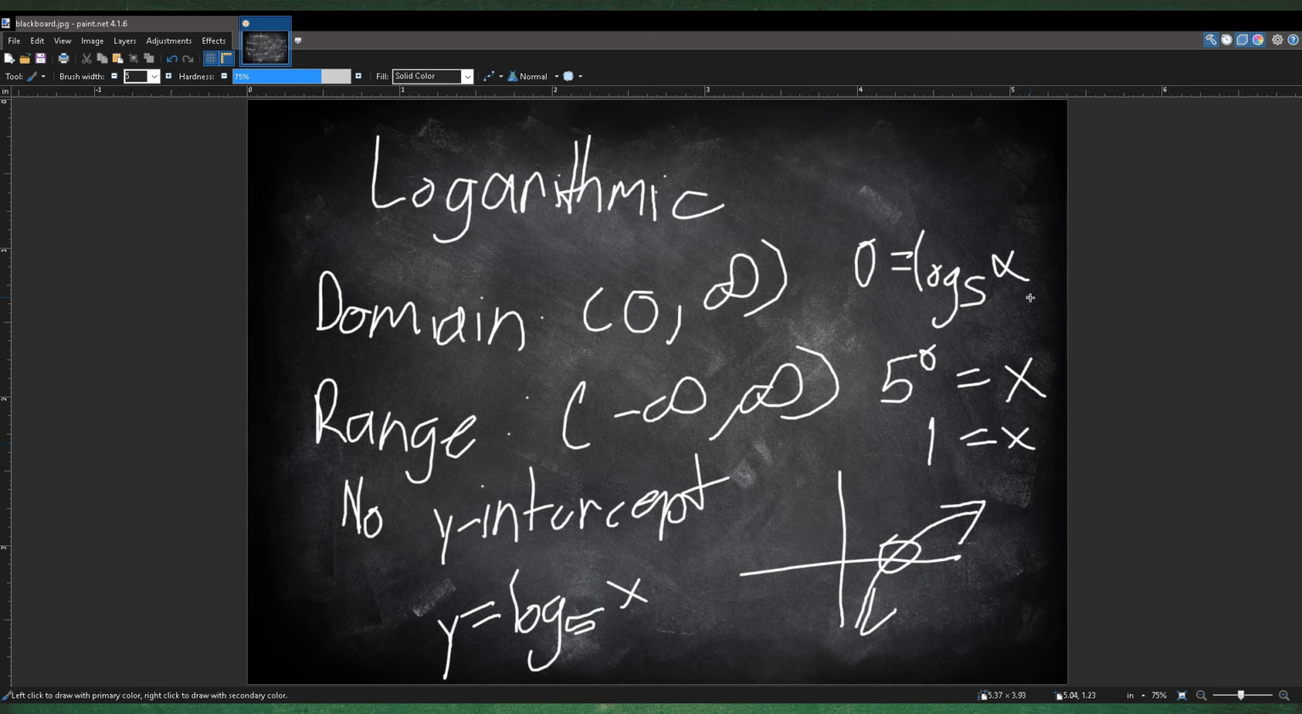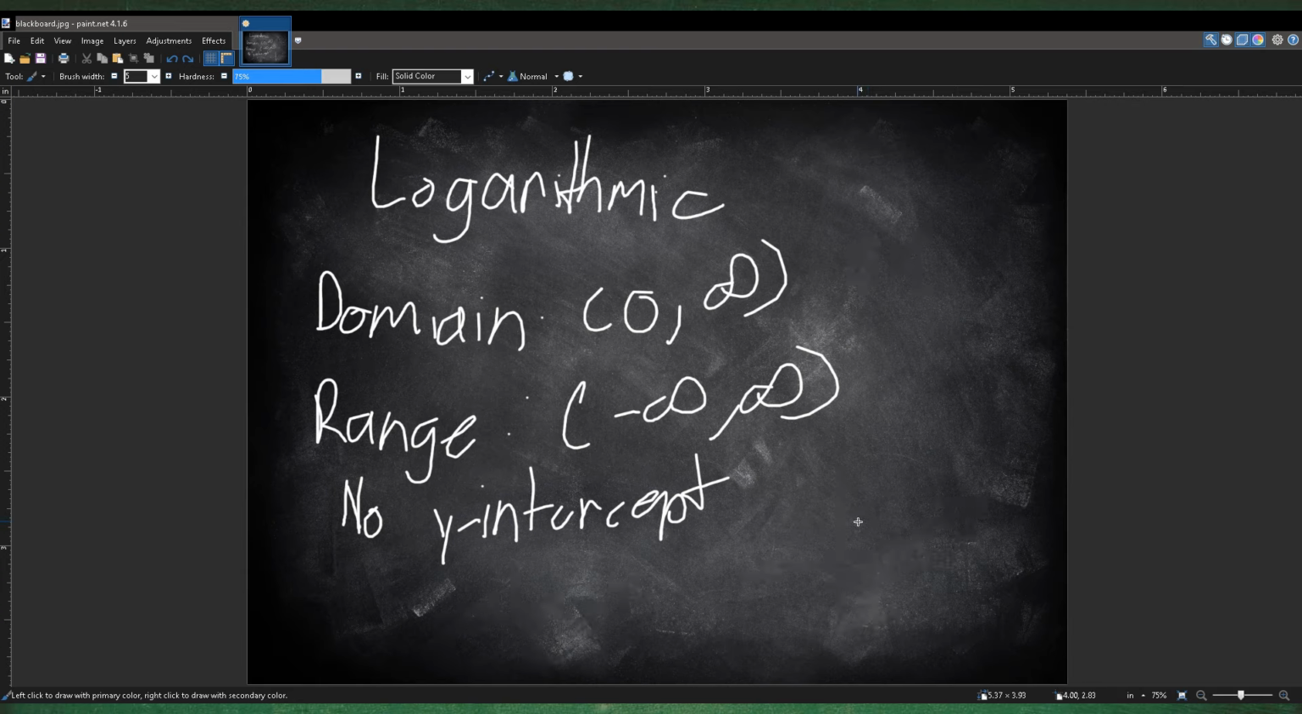So usually the x-intercept is 1, unless this number is really strange. Like instead of log 5 of x, it will be log 5 of 2x. Then you have something like 1 is equal to 2x, and x is equal to 1/2, or something like that. But usually it's going to be 1. The x-intercept is going to be 1. So the zero is usually 1, basically.